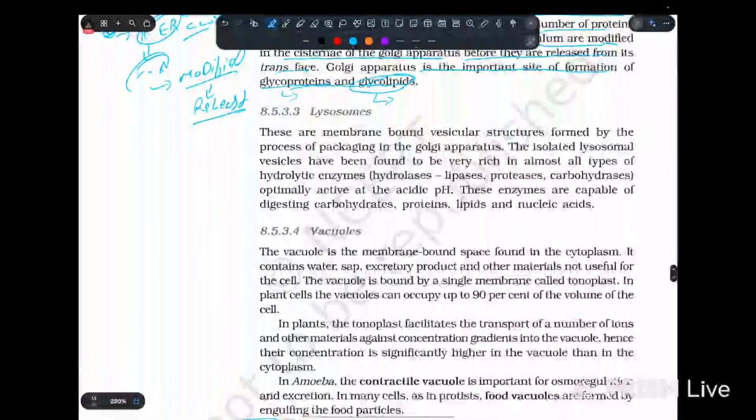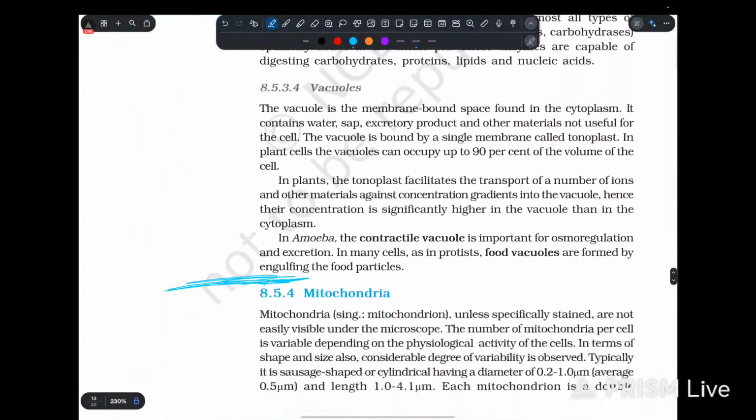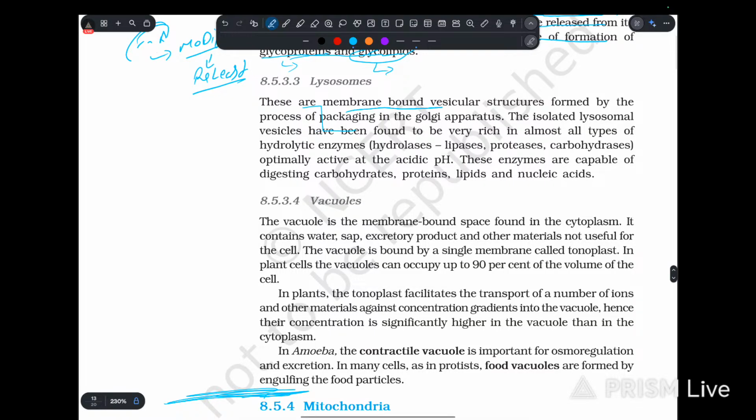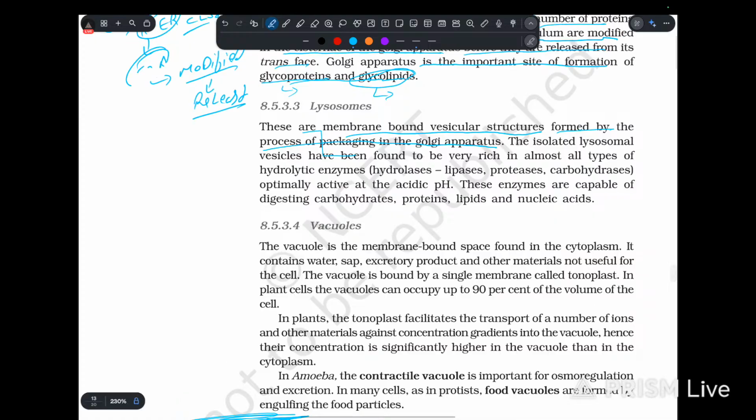Okay. Now we will study the lysosomes. They are membrane-bound vesicular structures. They are formed by the packaging of the Golgi apparatus, so they are related. The sequence is endoplasmic reticulum, then Golgi apparatus, and then lysosome. Isolated lysosomal vesicles have been found to be very rich in almost all types of hydrolytic enzymes. Okay, and what are these hydrolytic enzymes? Like hydrolases, lipases, proteases, carbohydrases.